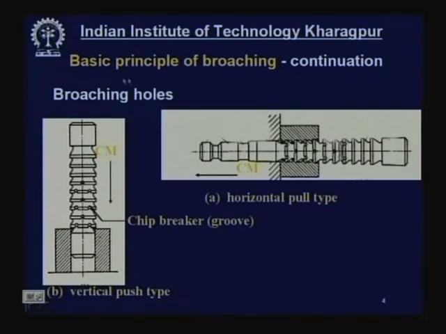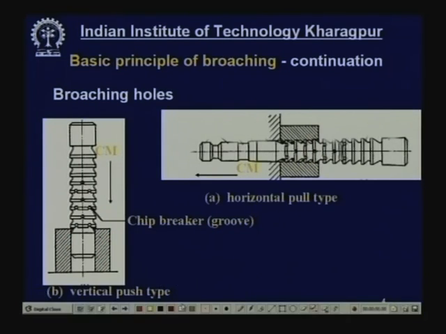Now, the basic principle of broaching. Suppose there is an object where there is a hole already made by casting, or say forging, or some other method. Now, this has to be finished, enlarged and made perfectly circular, and the surface finish will be good, and the dimension, the diameter, will also be appropriate.